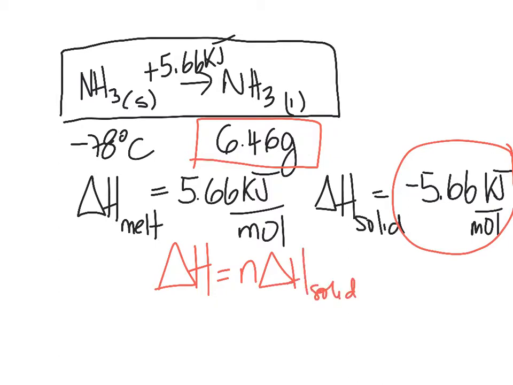Would you be fine if we just did dimensional analysis? I would be fine if you did dimensional analysis. You need to find the moles of ammonia, so divide it by the molar mass. You've got the moles. Multiply it by negative 5.66. Okay? Good.